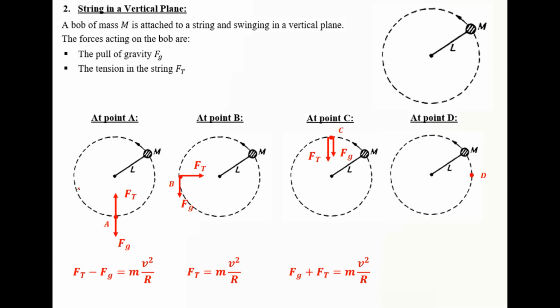At the point D, which is on the right, we have the pull of gravity down, and we have the tension to the left, and that would be the tension equals mv square over r.